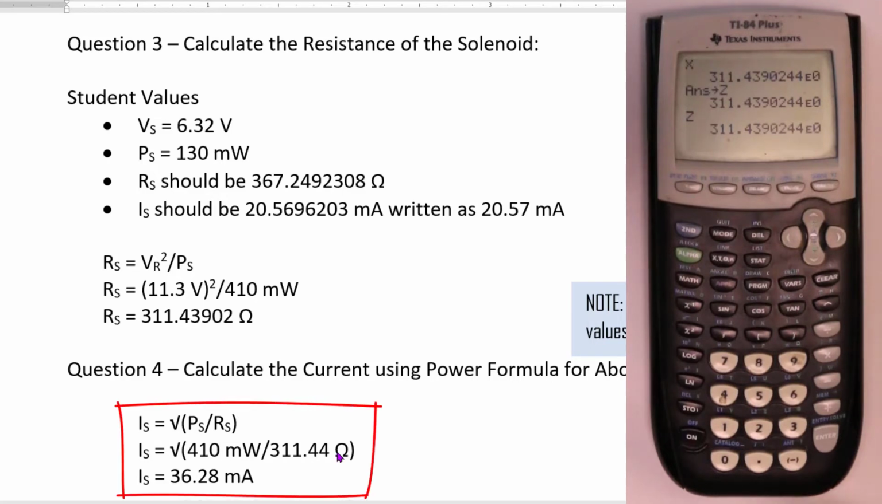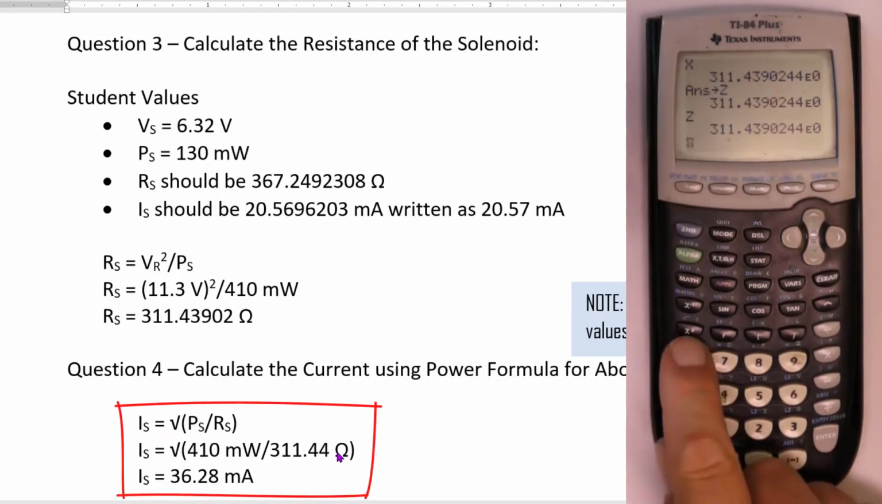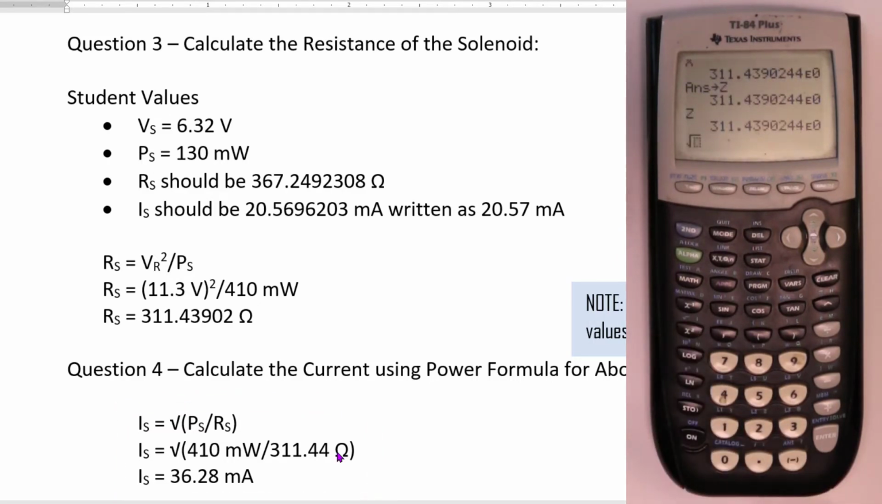Now, moving forward, I'm actually going to calculate the current. So I'm going to find the square root. Now in here, I've got 410 milliwatts. So 410 milliwatts. And that's going to be divided by my answer. So I'm just going to recall my X here and I'm going to hit enter. There you go. So that's the answer, is 36.28 milliamps.